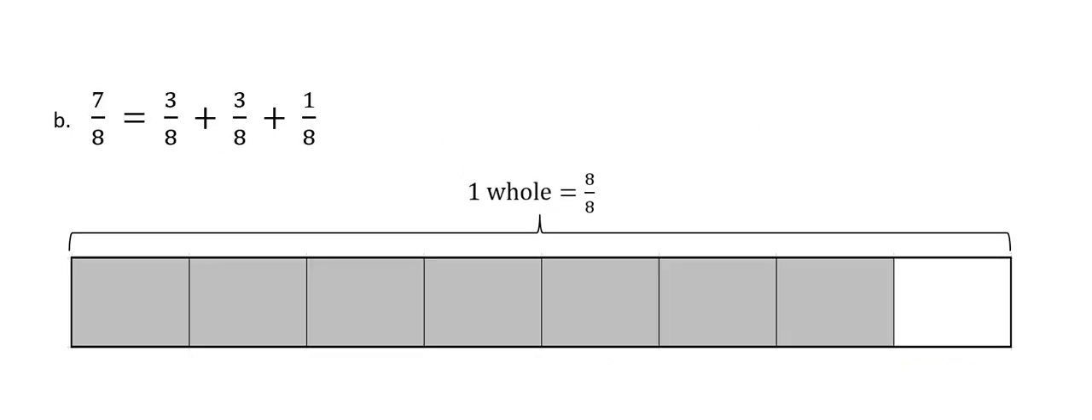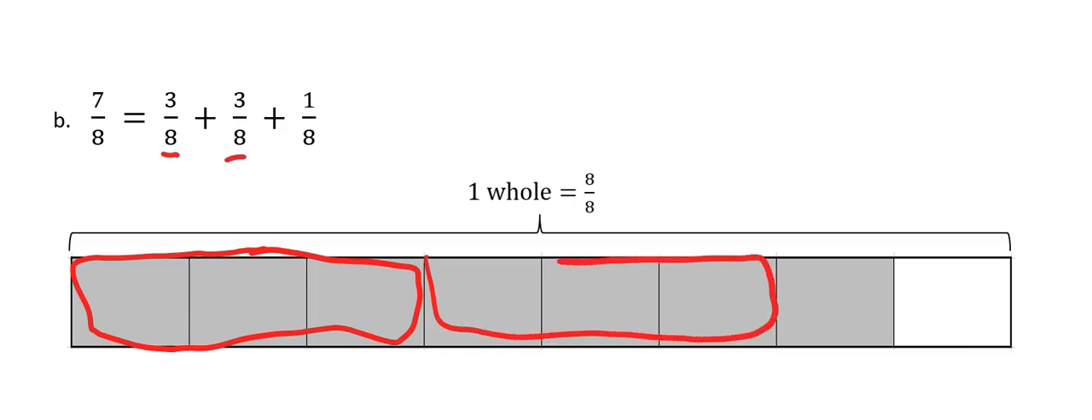The next problem is showing us that we can combine some of those unit fractions. Here, my one whole has been divided into 8 pieces, but only 7 of the pieces have been shaded. That's why we're starting off with 7/8. I'm going to circle 3/8 first to show that first addend, and then another 3/8, and then one more 1/8. This is showing me that 7/8 can be decomposed into 3/8 plus 3/8 plus 1/8.